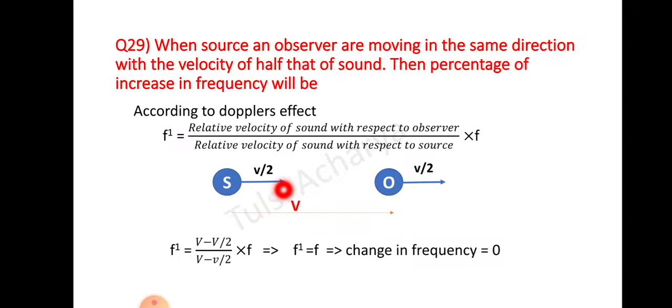In this case, source and observer are moving in the same direction, and we know that sound always travels from source to observer. They are moving with half the velocity of sound. If v be the velocity of sound, then velocity of source will be v by 2, and the velocity of observer is also v by 2. Now for the numerator, the relative velocity of sound with respect to observer, we need to see these two arrows. They are moving in the same direction, so we need to subtract this velocity from this velocity. So v minus v by 2 will come in the numerator.